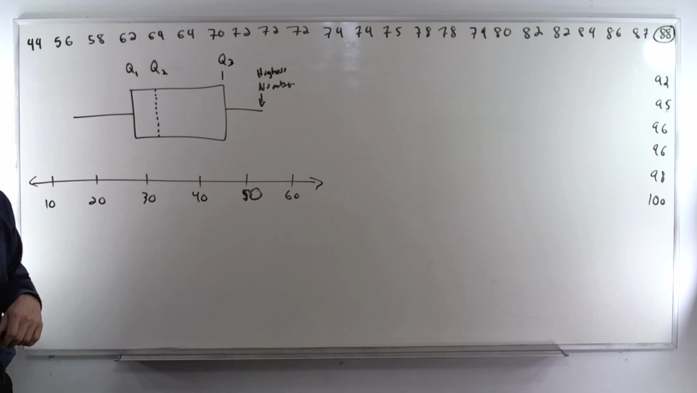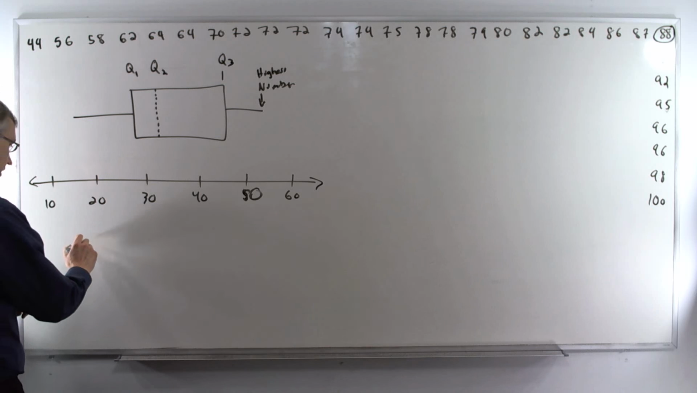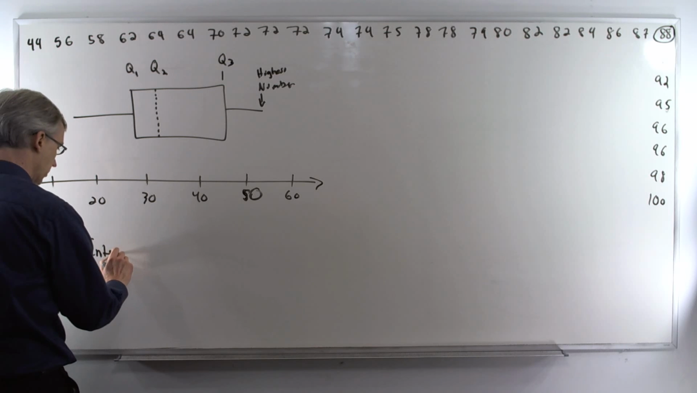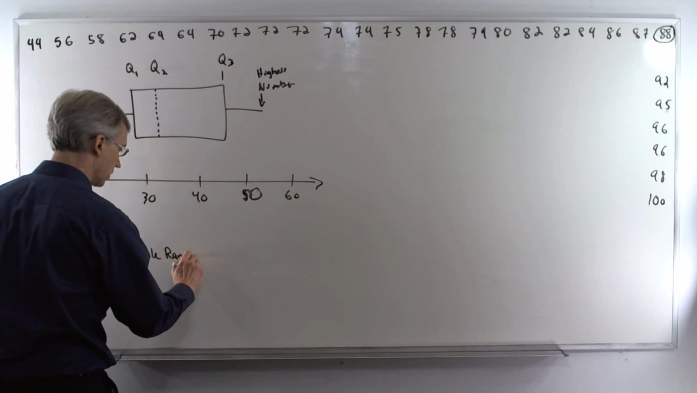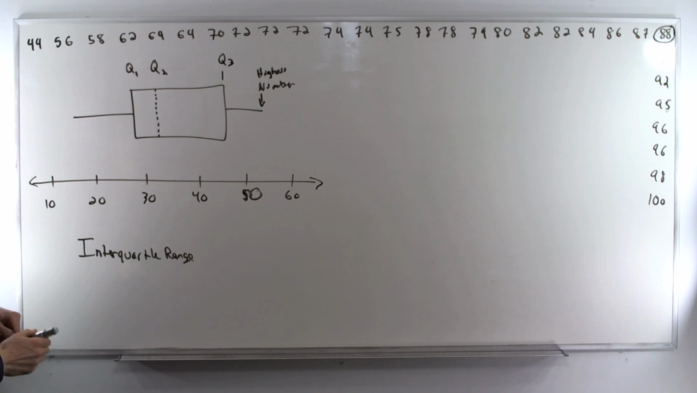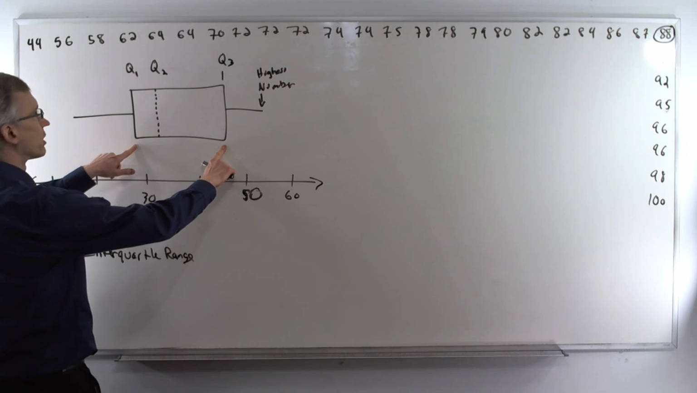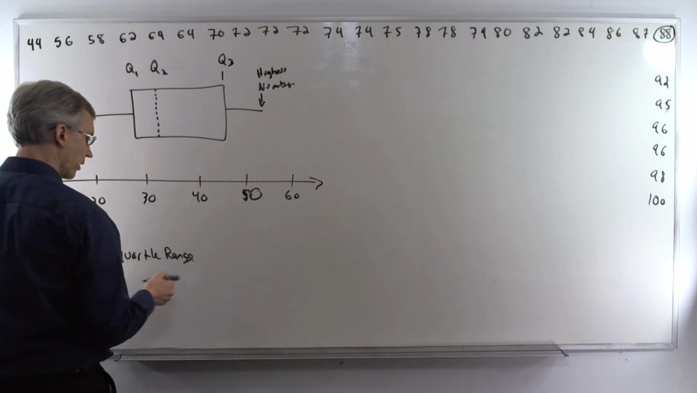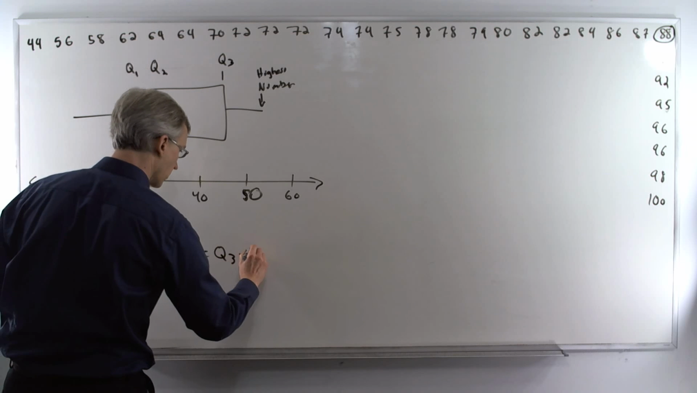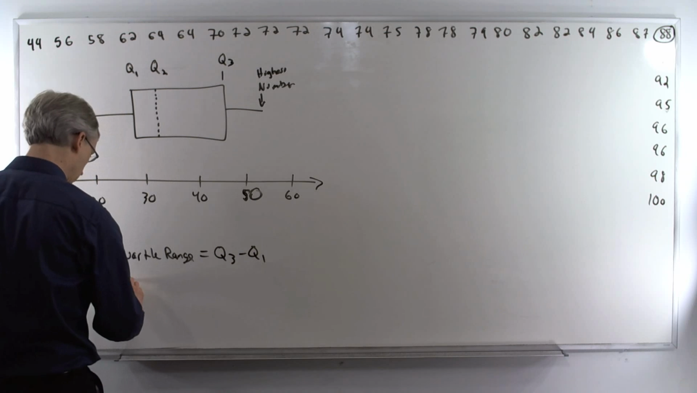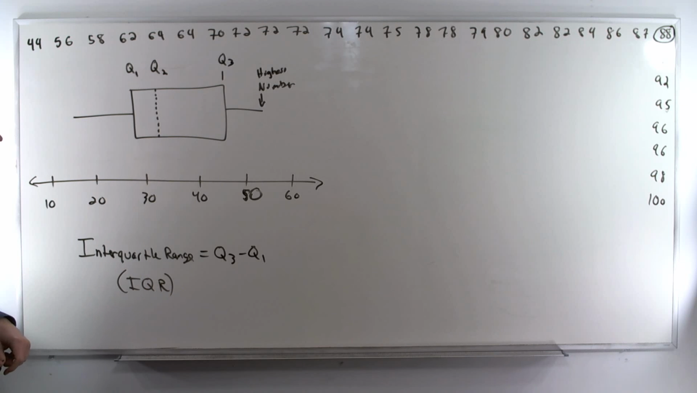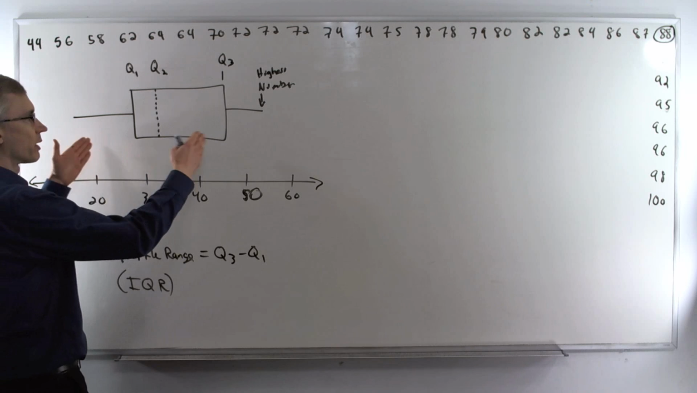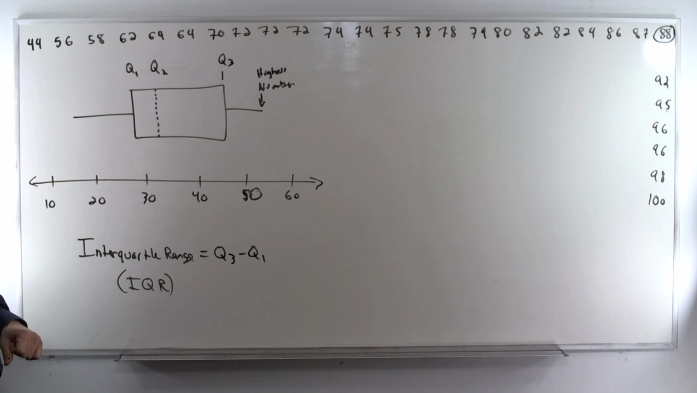Now, there's one other thing that we can calculate, and that's called the interquartile range. That is the difference between Q3 and Q1. Take Q3 and subtract Q1. This is abbreviated IQR for interquartile range. And that just gives us an indication of the spread between Q3 and Q1.